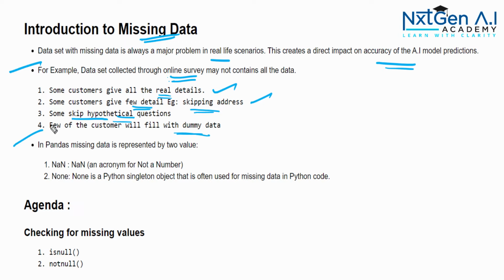So with these values, if we directly train the model, definitely the accuracy will be affected a lot. So what we have to do is clean this missing data. When we talk about missing data, it is represented by two values. First one is NaN, not a number, and second one is None. Sometimes a value may not be applicable for that particular person, which will come under None.